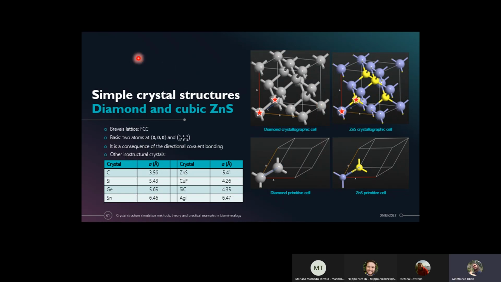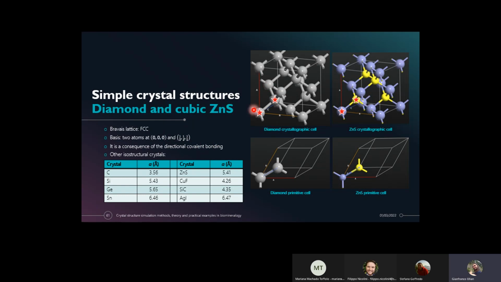Diamond, these are simple examples to show you that some minerals, some crystal structures may have the same repetition of atoms, but different atoms inside, obviously. Diamond and cubic zinc sulfide, that is called sphalerite or blende from the mineralogical point of view, both have face-centered cubic structure lattice. The basis is given by two atoms, two carbon atoms, one at 0, 0, 0, and the other at 1/4, 1/4, 1/4 inside the structure.